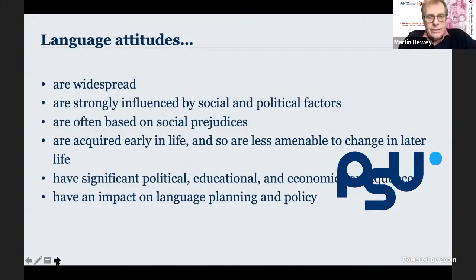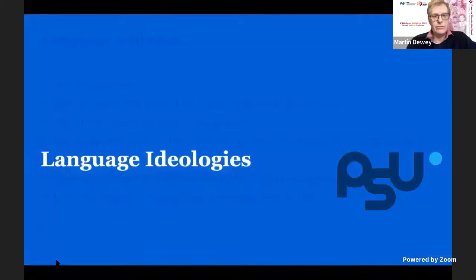They have significant political, educational and economic consequences, as we've seen, and they have an impact on language planning and policy. This is something that I'm going to pick up on in my next lecture, where we'll be talking about language planning and language policy, particularly in education. But for now, we'll move on to talk about language ideologies.